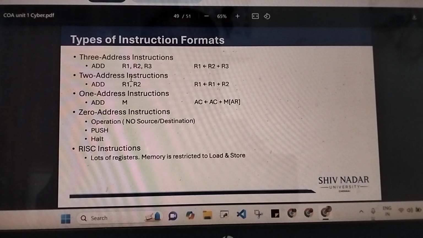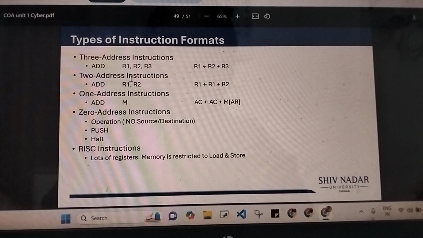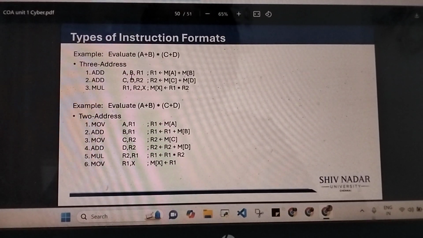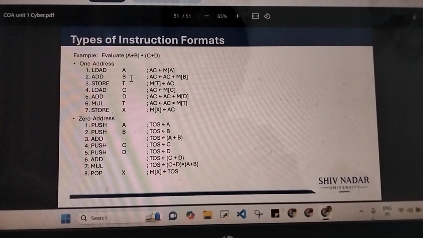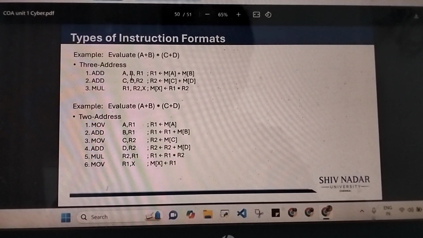And finally we have 3 address instructions, which are the most clear, most easy to understand. You have 2 source operands and 1 destination operand. So that is the classification of instructions on the basis of the number of operands they have. And these 2 slides are just examples of the different types.